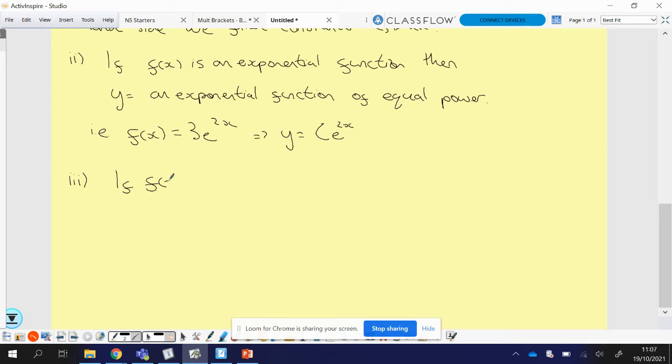If f of x is a trigonometric function, then we would try y to equal a trigonometric function.